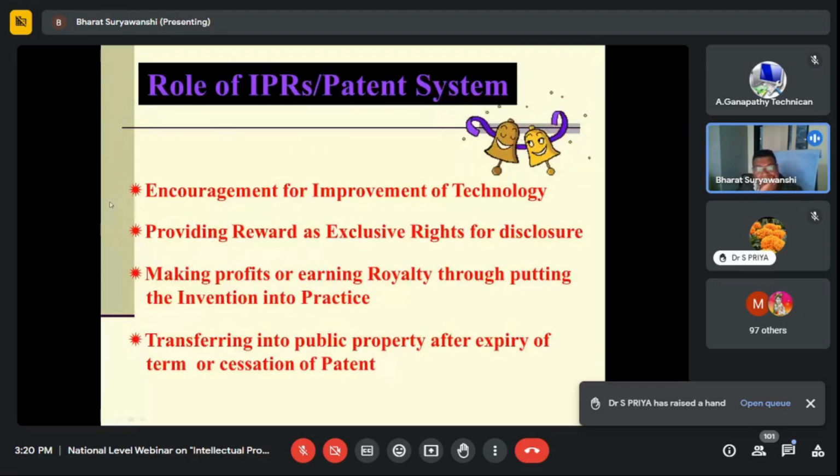What is the role of the patent system? Encouragement or improvement of technology. Earlier there was X-ray, now we got the CT scan machine, an improvement over that. Providing reward as an exclusive right for discovery. If you give something, a design, patent, or technology, the government gives you a reward, that is the patent reward. Making profit or earning royalty by putting it into practice. Always, if you get a patent, please put it into practice. Earn from that, then only it has value. Transferring into public property after 20 years it will go to the public, and in between if you cease it, then definitely anyone can use your patent application.